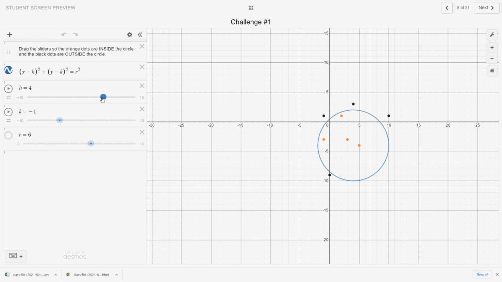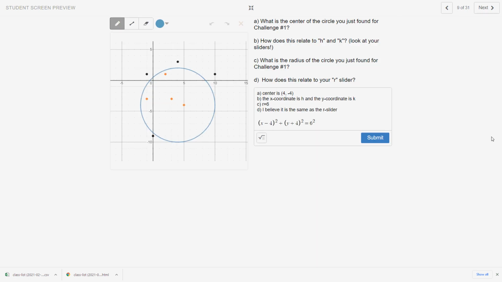And this one was already solved for you. I made a mistake when I saved this. I saved it after I had solved it because your challenge was going to be to put all the orange dots inside the circle and the black ones on the outside. That's okay because if you look right here, you've got h equals 4, k equals negative 4, r equals 6. I think in the next slide, you get to answer a couple of questions about that.